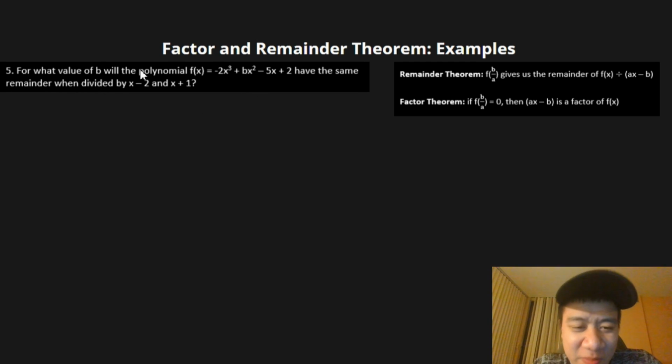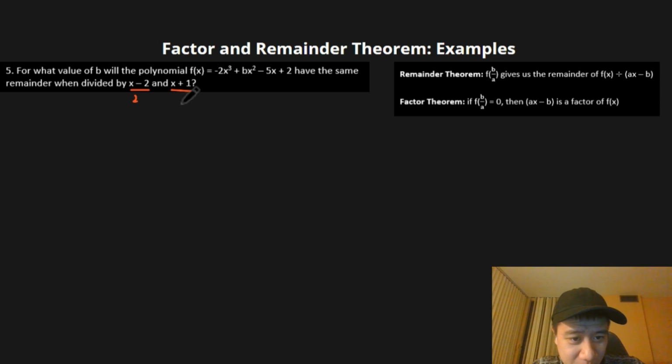So we're not really given what the remainder is, but we know that if we divide our function by x minus 2, then the remainder is going to be the same as if we divide our polynomial by x plus 1. So how will that help us? How can we use the remainder theorem to do this? Let's figure out the corresponding numbers to our factors here. That's a good place to start. So this guy is going to be 2. This guy is going to be negative 1. Even though we're not given what the remainder is, we know that the remainders are going to be the same between these two.